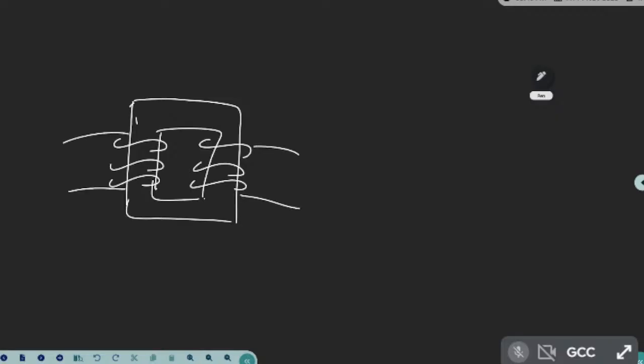Okay, so here instead of applying AC, I am applying DC. DC means battery, plus minus. So I am applying a DC voltage, which is constant. Because the circuit is closed, a current of I will flow.